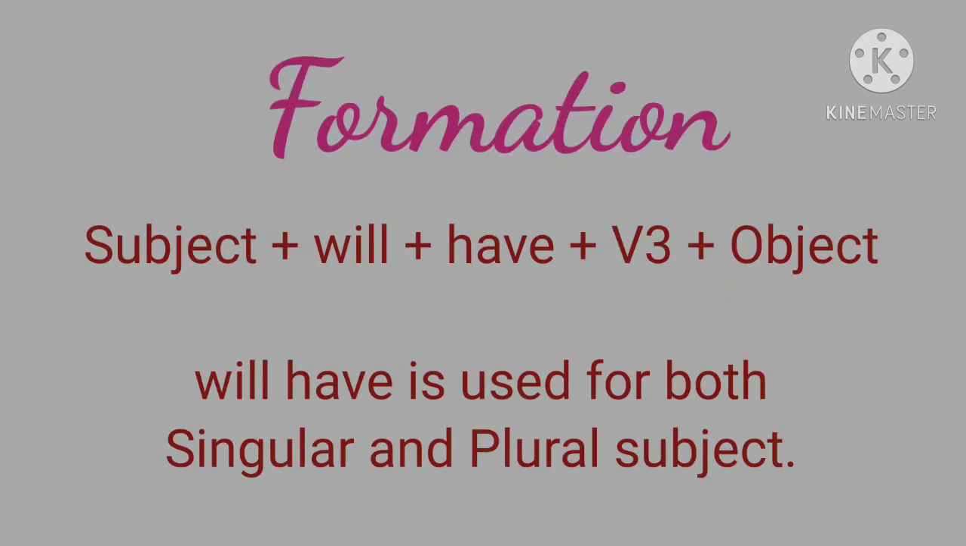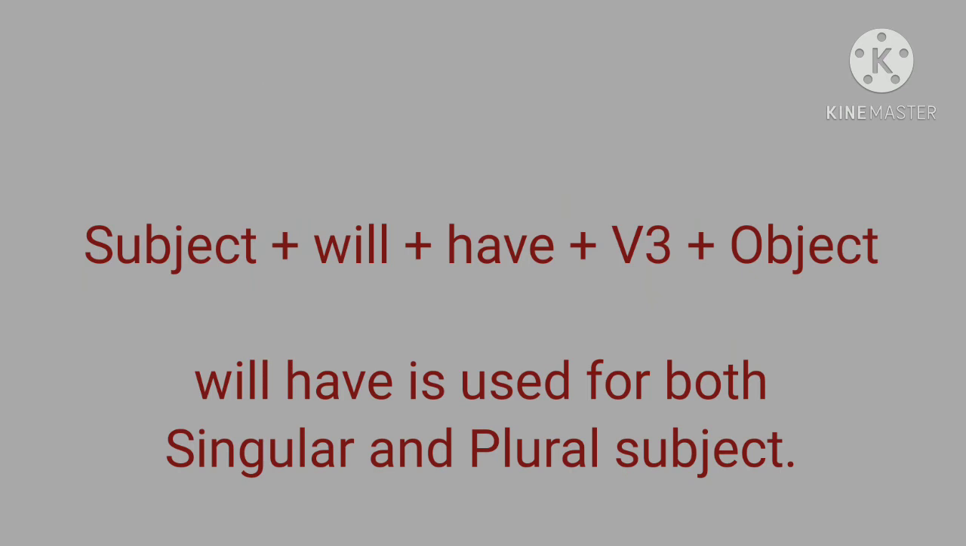Now let us see the formation of the future perfect tense. Subject, then will, plus have, plus verb 3, plus object. Here again we need to remember that we add will in all the future tenses. So will and after that have is used for both singular and plural subjects. Whether our sentence is singular or plural, we add have after will.